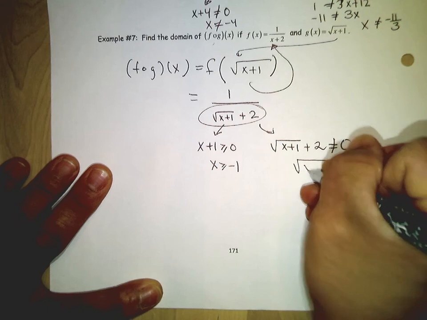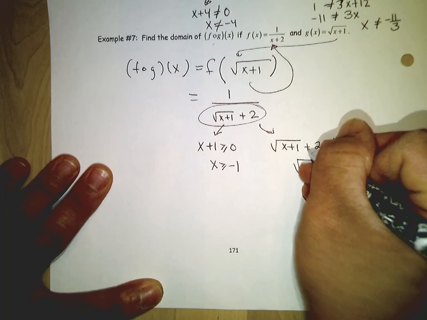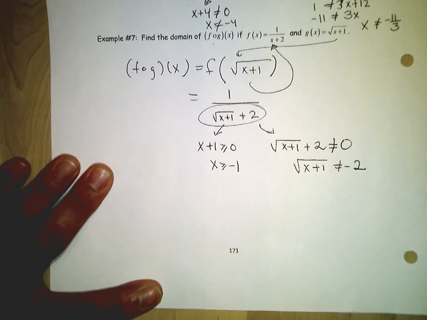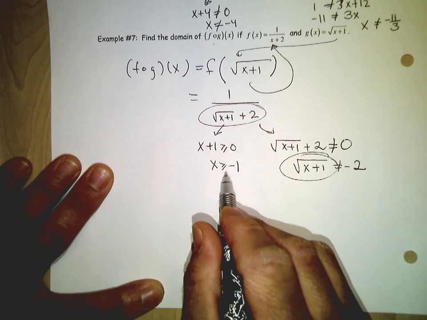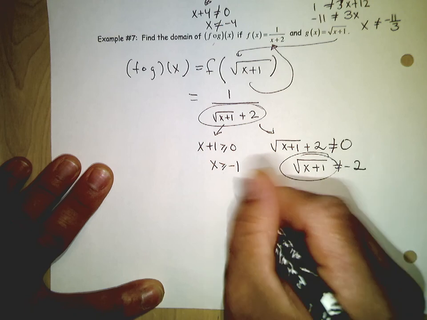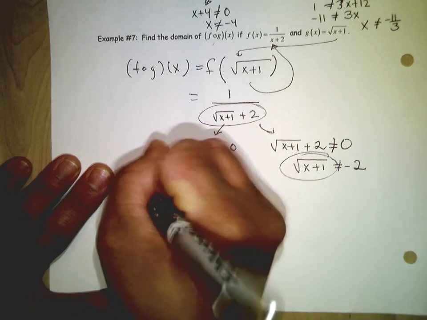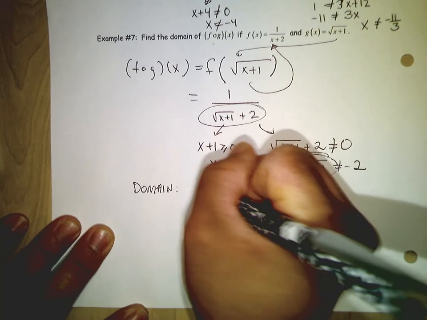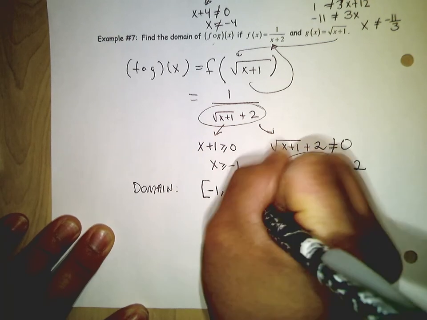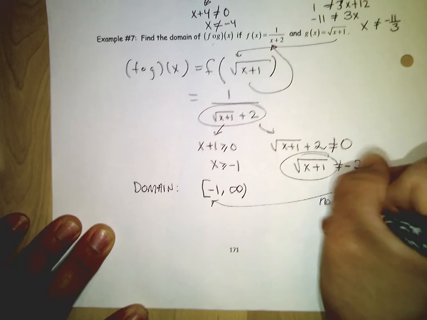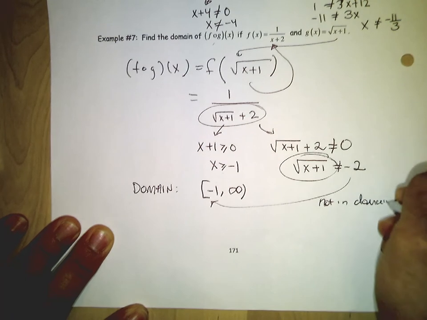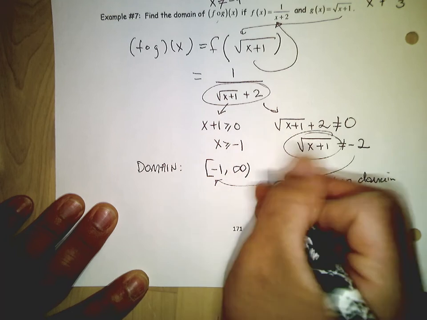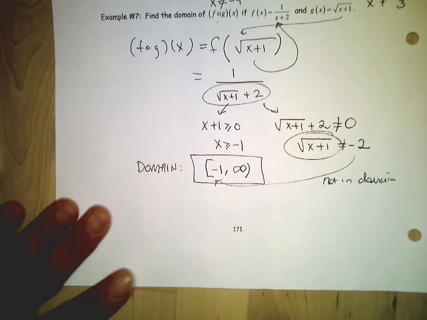But then if I subtract the 2 here, I have the square root of x plus 1 cannot equal negative 2. But since this had to be greater than or equal to 0 anyway, that means it could not equal negative 2. In other words, the domain in interval notation is negative 1 to infinity, but negative 2 was not in the domain anyway. All right, the domain of the square root of x plus 1. So this is the domain in interval notation.